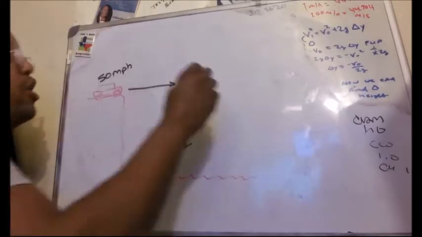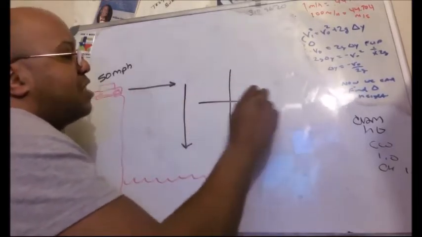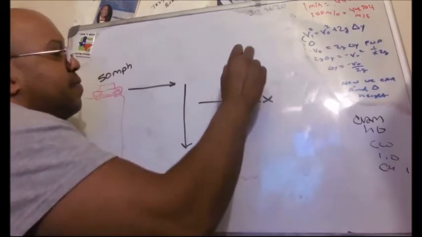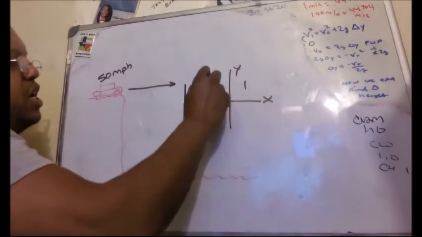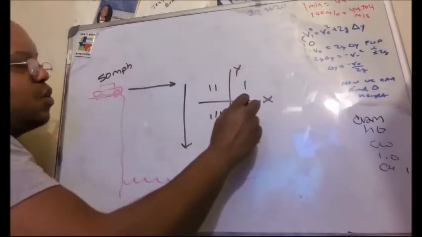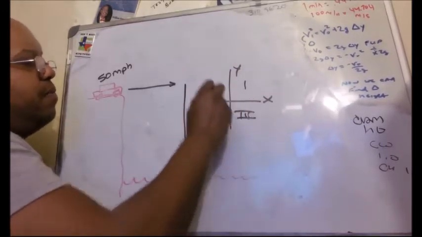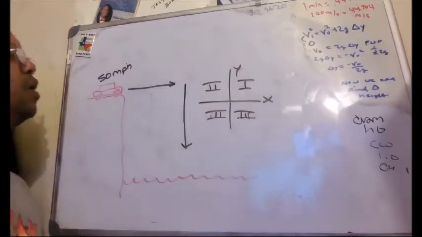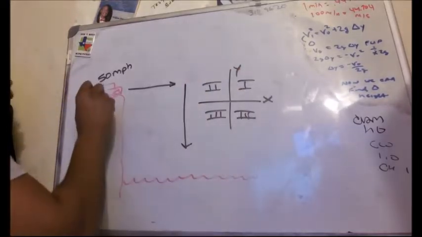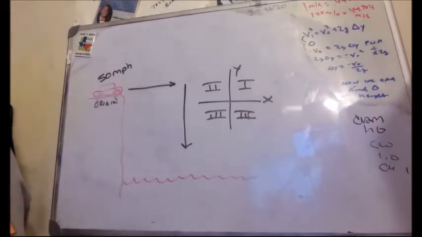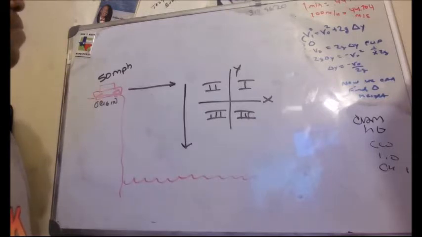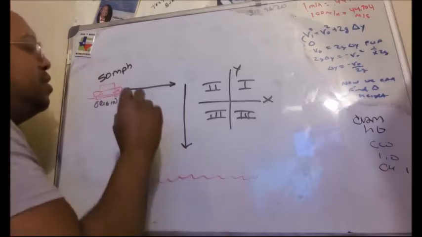Now, on the Cartesian coordinate plane, remember our x and our y-axis? This is quadrant 1, this is quadrant 2, this is quadrant 3, and this is quadrant 4. Let's say if this is the origin, what quadrant do you think we're going to wind up in? You're probably going to wind up in the bottom right one. Yes, quadrant 4.